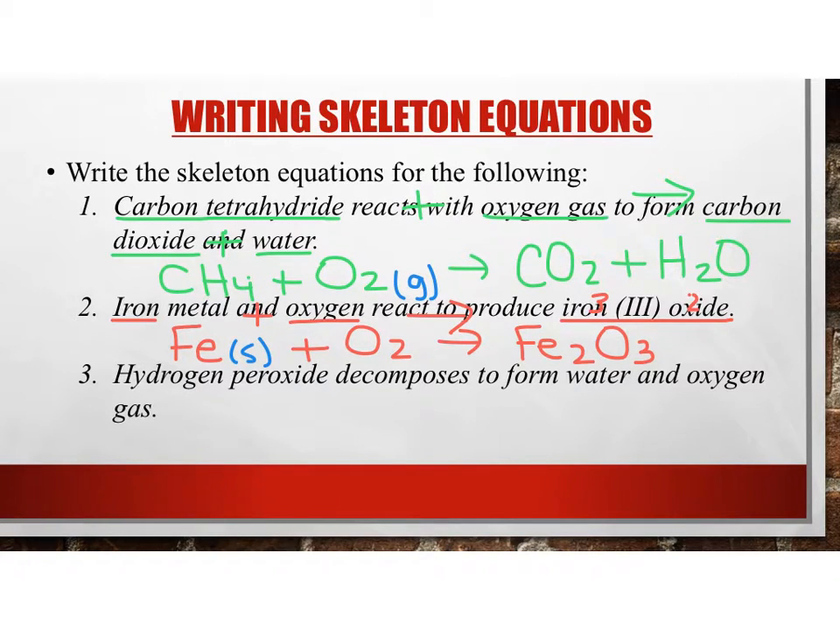And then for the last example that I have here, we have hydrogen peroxide decomposes to form water and oxygen gas. So we have hydrogen peroxide, H2O2, decomposes to form water and oxygen gas. Again, because that's a Hofbrinkel, we would write it with a 2, and because we're told it's a gas, we're going to label it with a G.